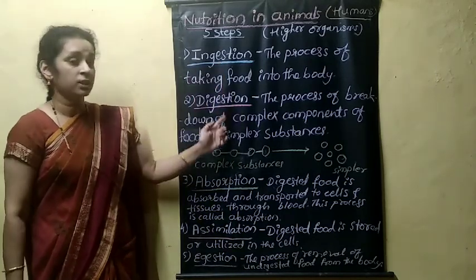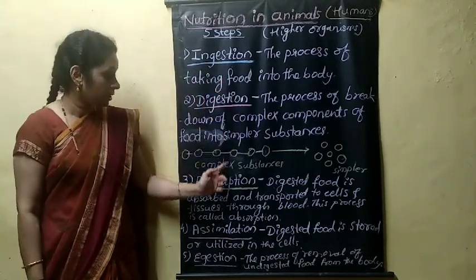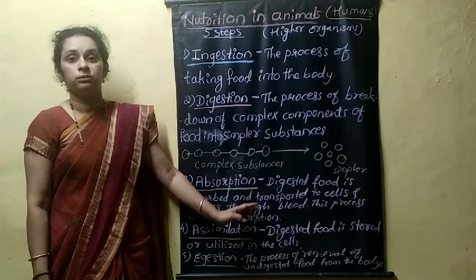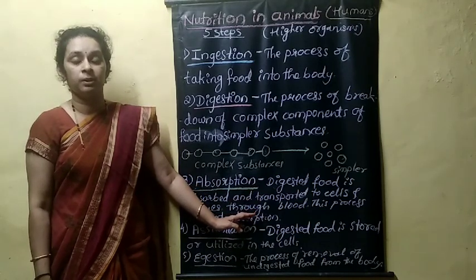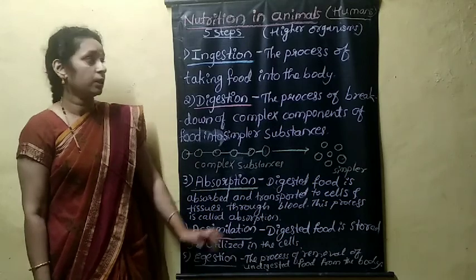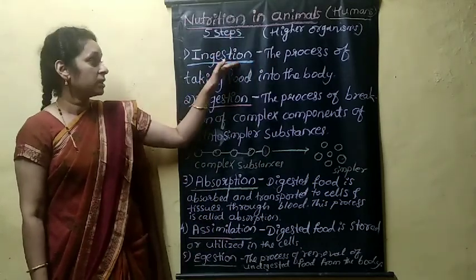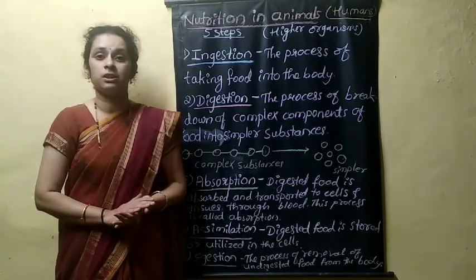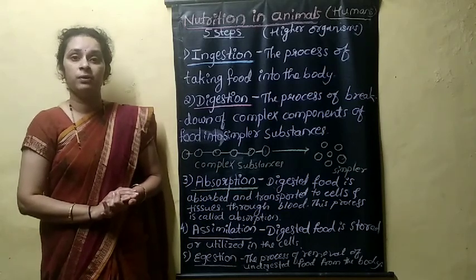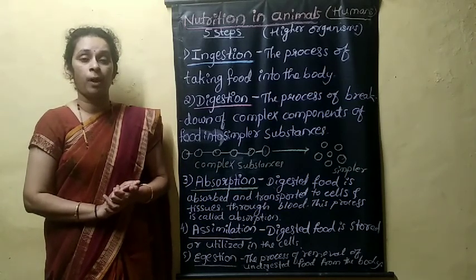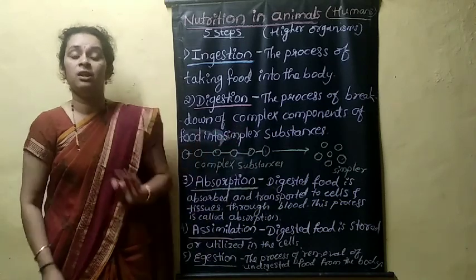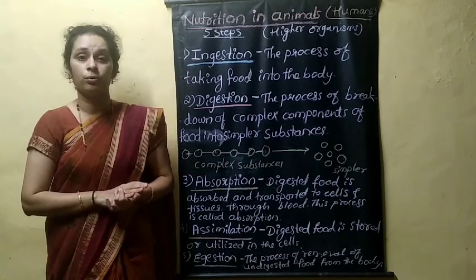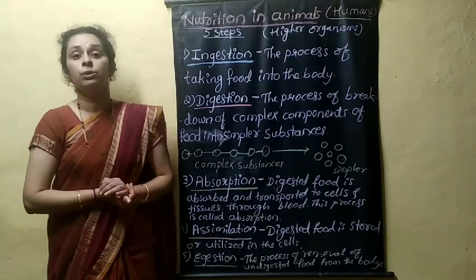You have to note all these points, the definitions as well as the steps of nutrition in animals. All these steps are very important. You have to know the definitions of ingestion, digestion, absorption, assimilation, egestion. The definitions of all these steps are very important. You have to keep them in your mind. That will help you study the next step in this chapter, which we will discuss in detail in the next class, that is digestion in human beings.